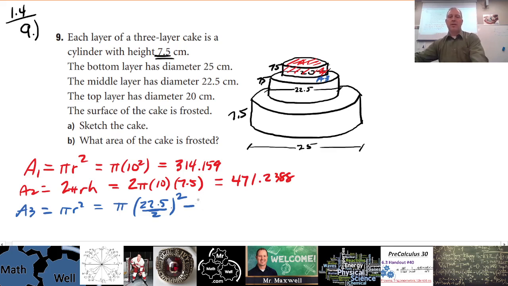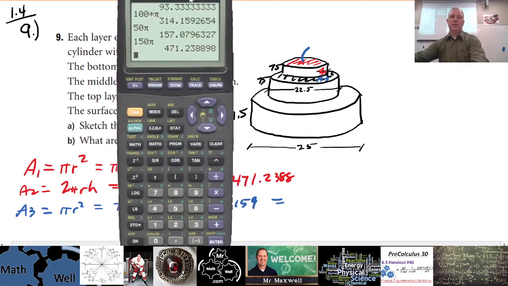So we're going to have the area of this middle part of the cake, minus the area of the circle of this top cylinder. So minus 314.159. That's what area 3 is going to be if you just consider the exposed part that we're icing, just this part around here. Okay. So we'll do this, and then I'll probably release you to do the rest.